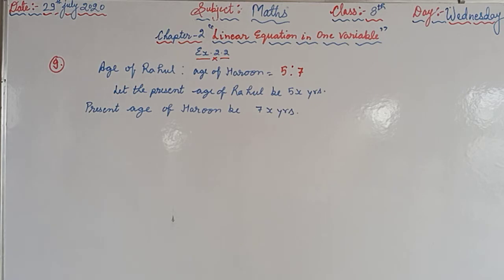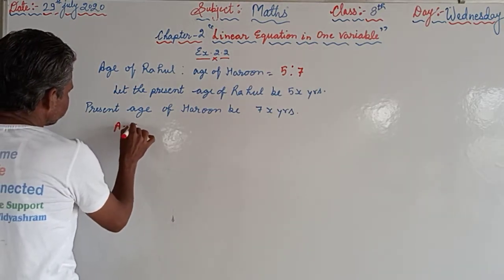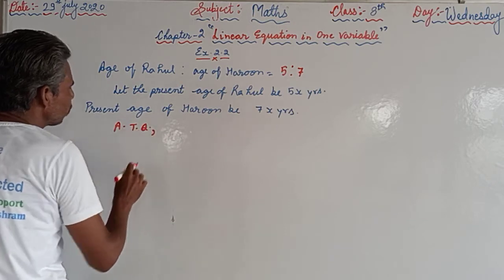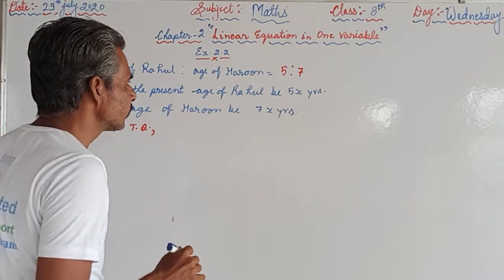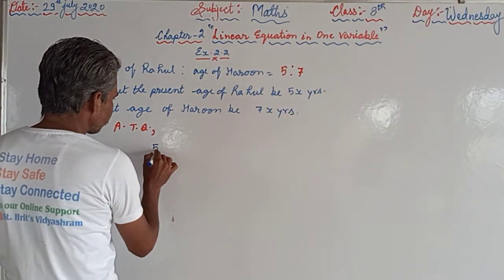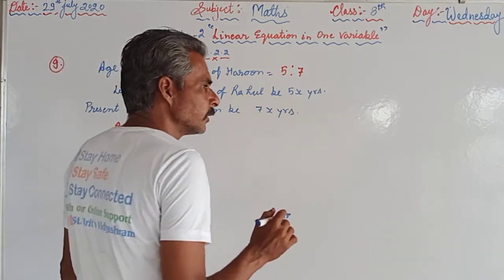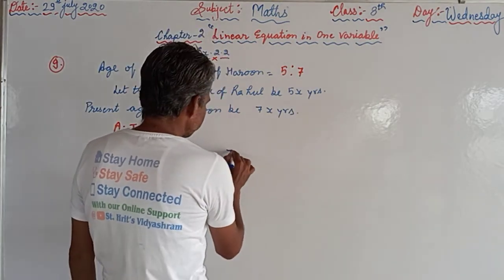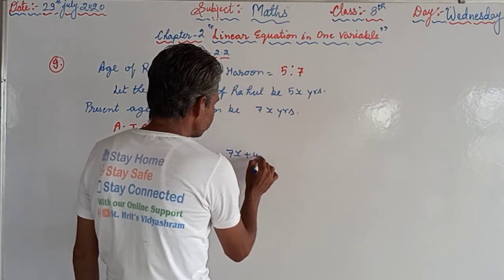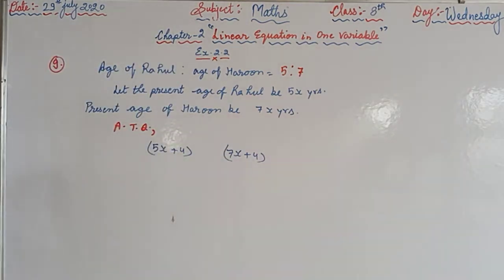So according to the question, the sum of their ages 4 years later. 4 years later the age of Rahul will be 5x plus 4, and 4 years later the age of Harun will be 7x plus 4. So these are the ages of Rahul and Harun after 4 years.